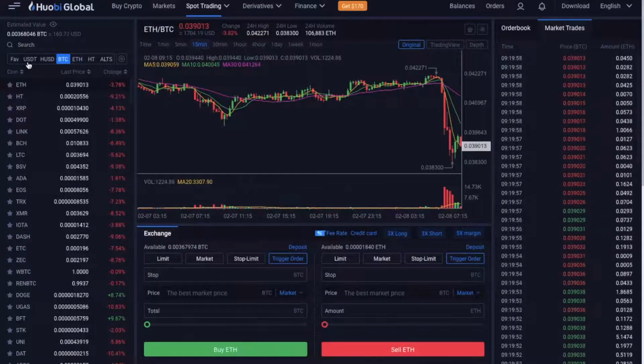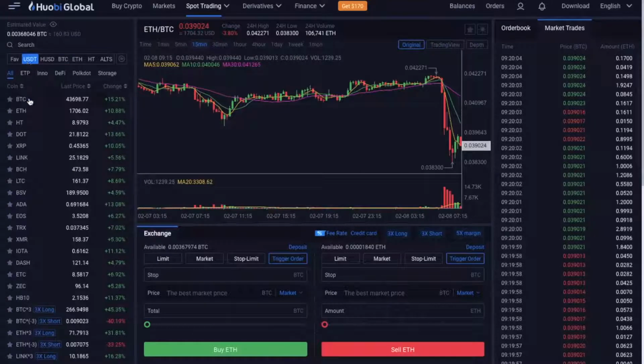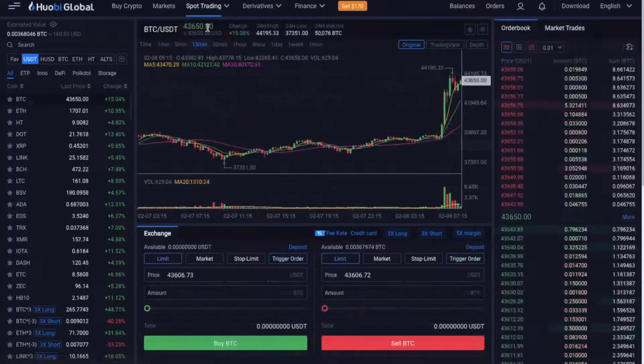And in this example, I'm going to be swapping BTC for USDT. So I'm going to select USDT at the top half of the screen, and then I'm going to select BTC. And it shows me the current price at the top of the screen here. But what if I want to sell my Bitcoin at a better price?